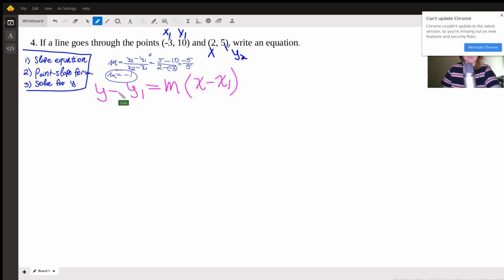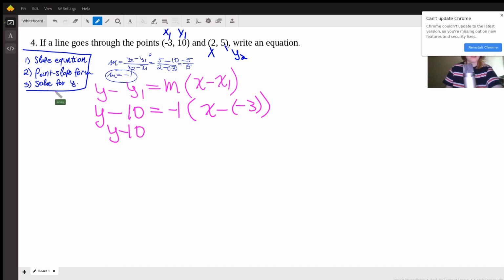So what we'll do is we'll plug in all these numbers. We'll do y minus y1, which back here was 10, is equal to m, which our slope we got was -1, times x minus x1, which was -3. And again, we're subtracting a negative number. So I have y minus 10, and then all we have to do now is to just solve for y. I'll simplify this first. So that's -1 times x plus 3.